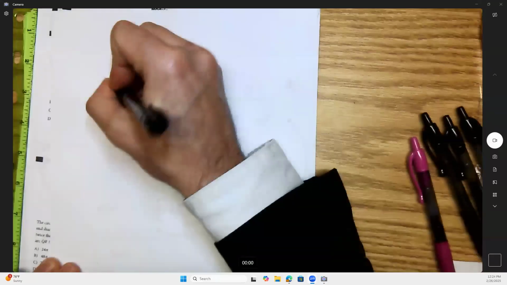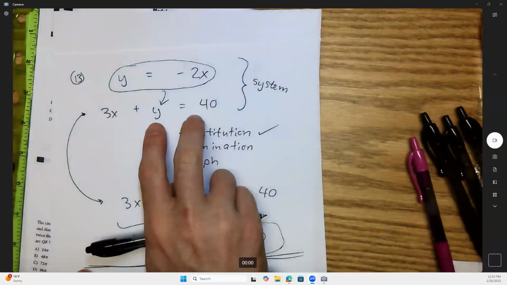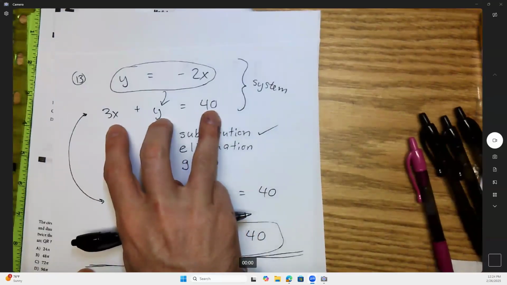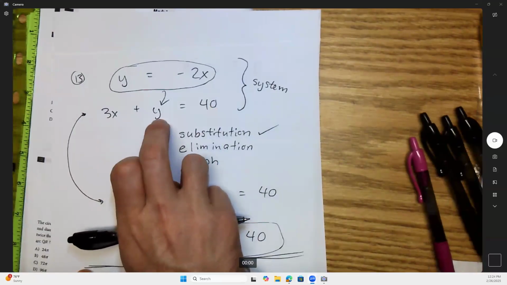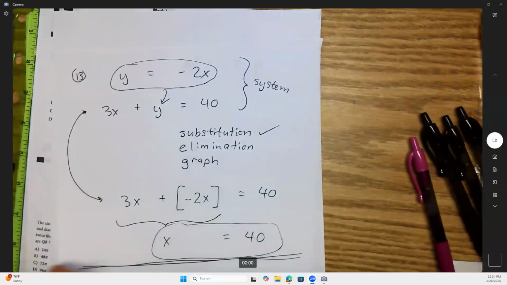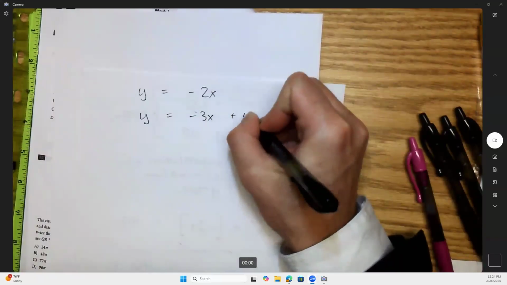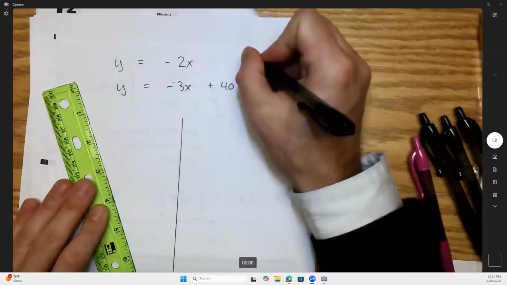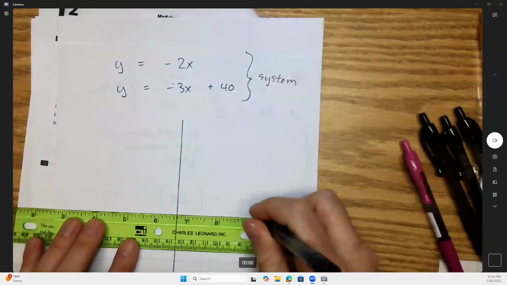So let's rewrite the equations. Y equals negative 2x. And actually, I'm going to rearrange the second one to put it in slope-intercept form. How can I take this second equation and put it in slope-intercept form? What do I have to do? Isolate the y. Yeah, I can do that by subtracting over the 3x. So that would give me y equals negative 3x, and then I got a plus 40. Is that okay? So this is my system again, which is 2 different equations.